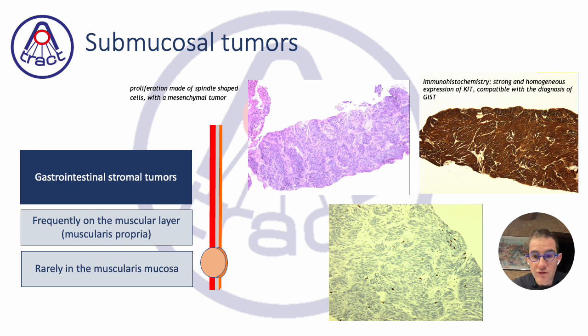So first, we will talk about the submucosal tumors. They are gastrointestinal stromal tumors. It means that these lesions are mesenchymal tumors coming usually from the muscularis and from the muscle. Commonly, the most frequent one comes from the muscularis propria, but some of them are coming from the muscularis mucosa, which is completely different for the resection. So these are examples of this kind of lesion histologically.